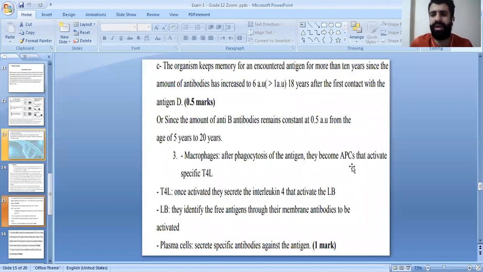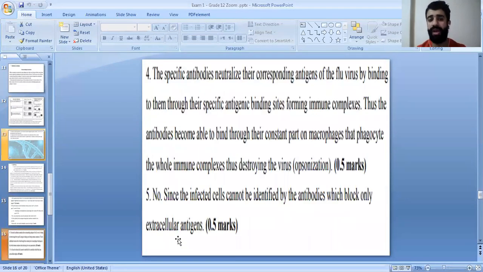T4, whenever they are activated, they secrete interleukin, and this interleukin 4 activates in return the B lymphocytes. B lymphocytes have antibodies. They have to identify the free antigens through the membrane antibodies to be activated, and the plasma cells secrete specific antibodies. So here we can speak about the macrophages, and about the plasma cells or B lymphocytes. Okay. Part 4, the specific antibodies, they neutralize.